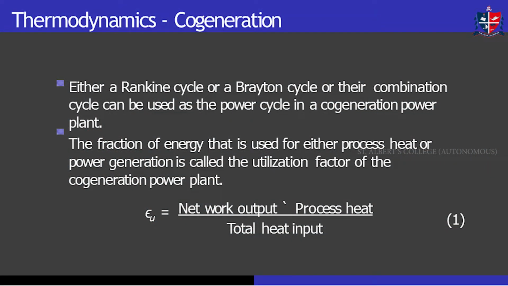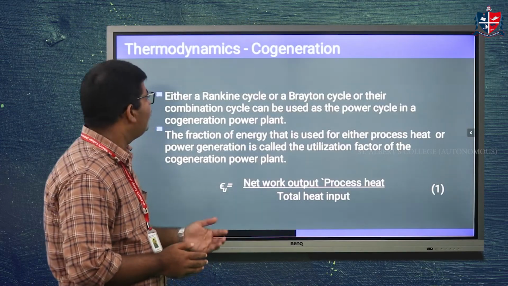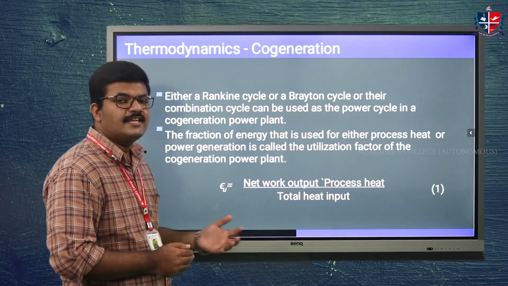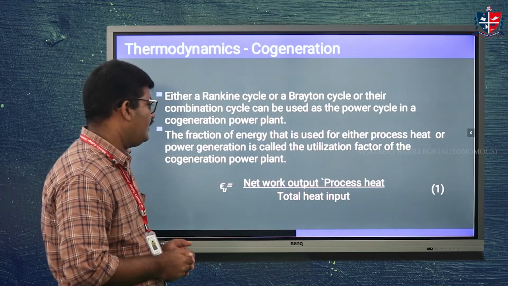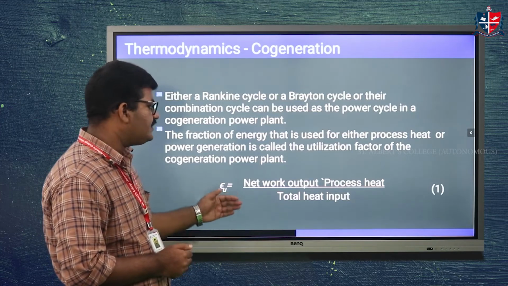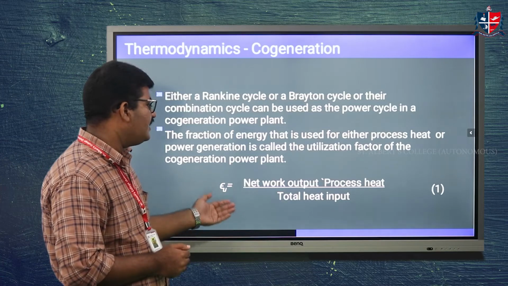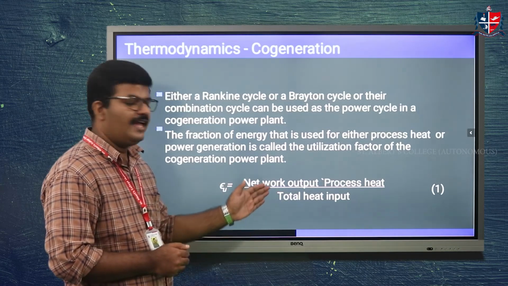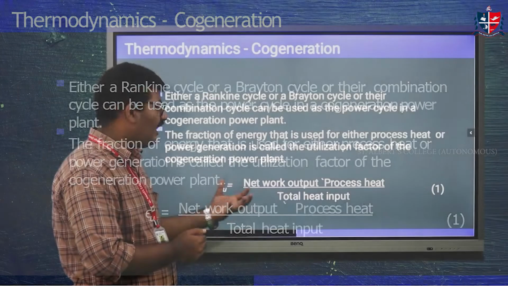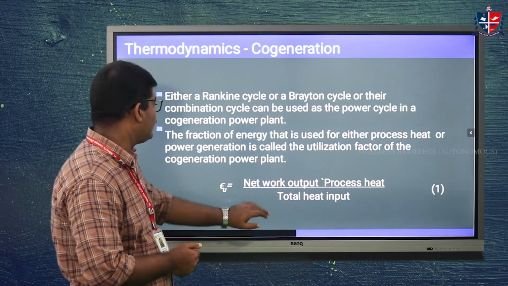In order to understand the cogeneration process, we have to use the principles of thermodynamics. Basically, the Rankine cycle and the Brayton cycle are considered for the description of the cogeneration process. Equation 1 represents the utilization factor of a cogeneration system. The utilization factor is the sum of net work output and process heat divided by the total heat input. From this equation, we can understand that the input heat can be utilized for the work output and for the process heat of the cogeneration system.